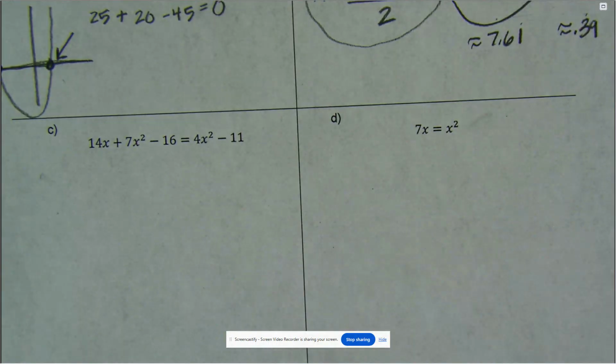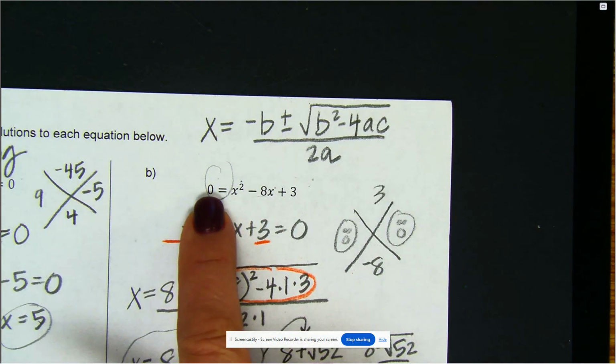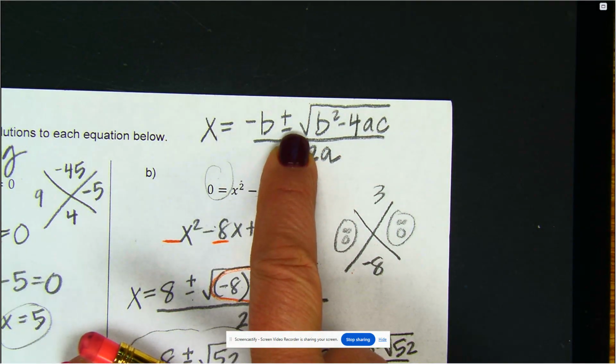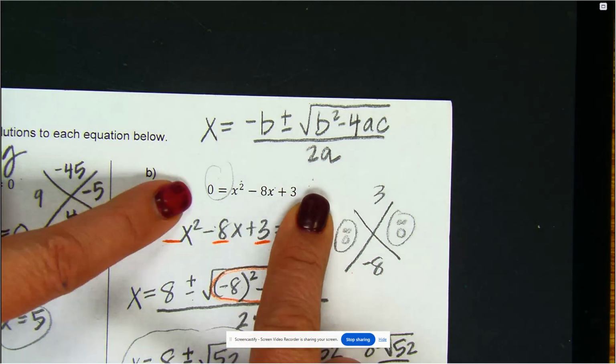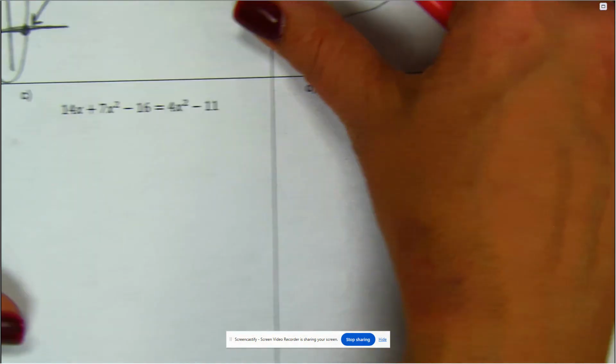All right, letter C. This one looks like a real mess. I've got x squared in multiple places, and it's not set equal to 0. So remember, our goal is to get it set equal to 0 so we can factor it and use the zero product property. Or if we can't factor it, then we could do the quadratic formula, but it has to be set equal to 0 before I can use the quadratic formula too. You can't take your A, B, and C until this side is 0.